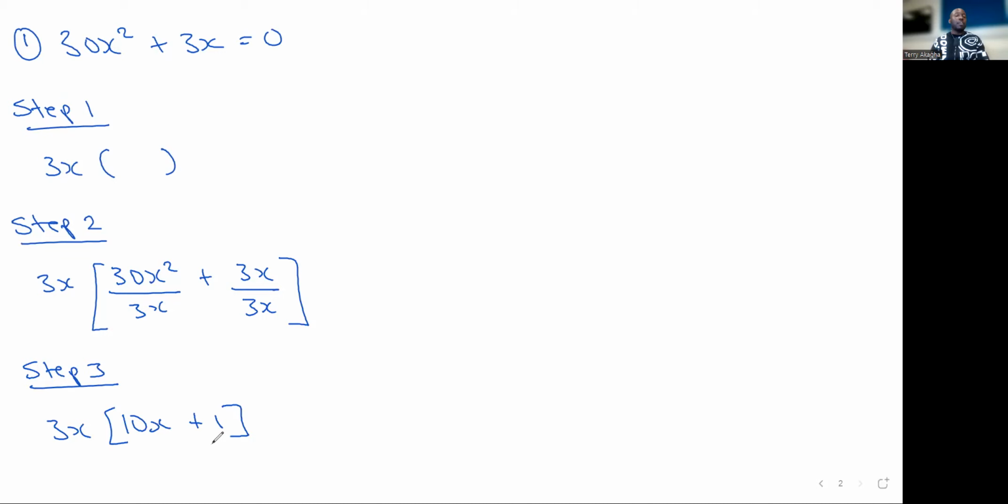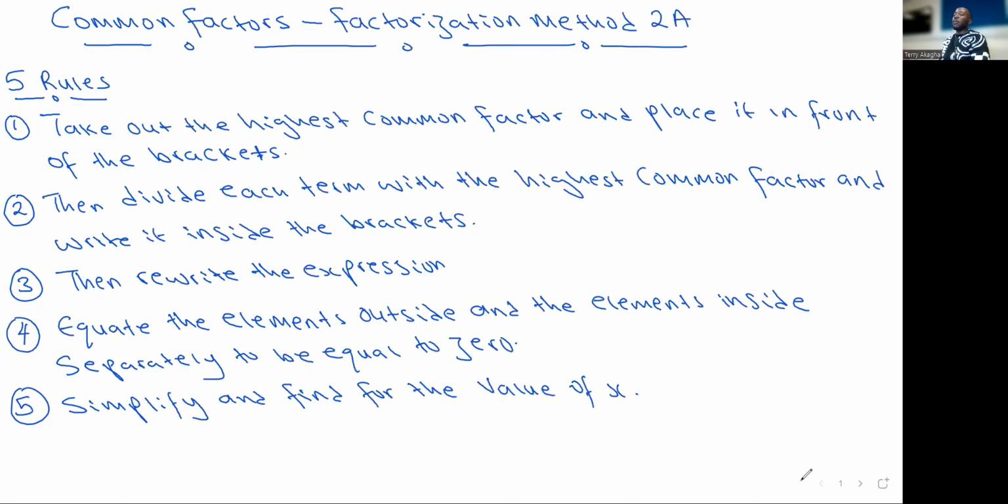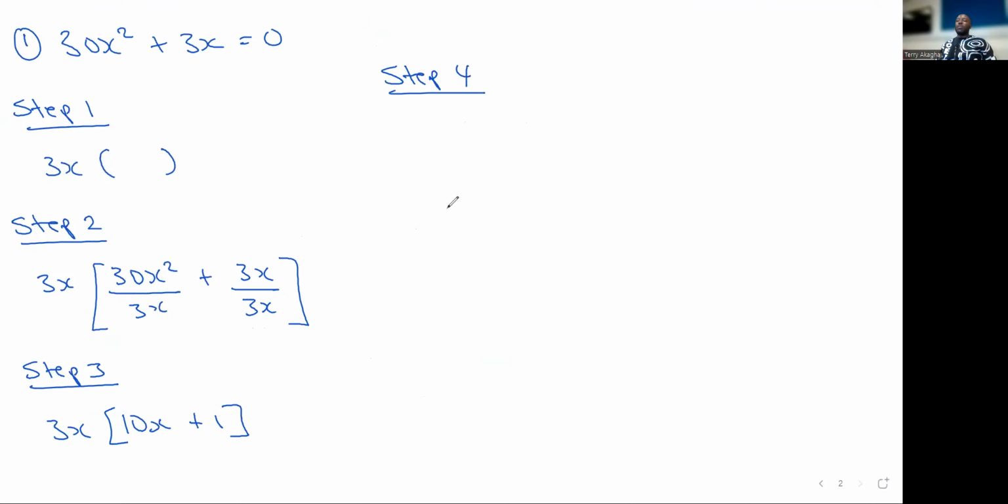Now, factorization is done. But usually, they will ask you to solve, right? So you can't stop here. So go to step 4. Now, step 4 said you have to equate the element outside the bracket separately as well as that which is inside the bracket, and equate them to be equal to 0, okay? So you equate the element outside and the element inside separately, and you equate them to be equal to 0.